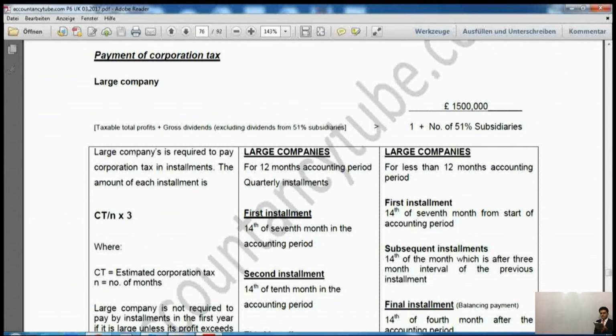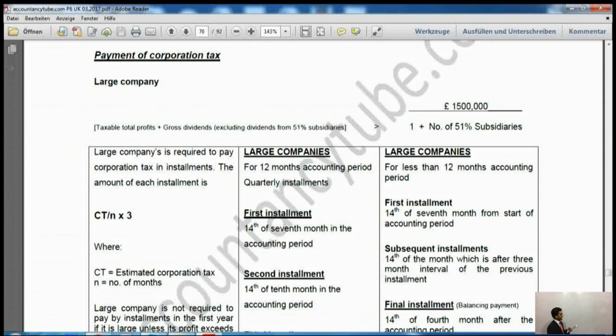Now, taxable total profit plus gross dividends. Now, what are the gross dividends? Franked investment income. So, if you're taking any dividends out of a company in which you hold some shares, you will take that profit, that will be dividends, franked investment income. Franked investment income plus taxable total profit, whatever it is. So, if it is £1.5 million or more than that, then you will be a large company.